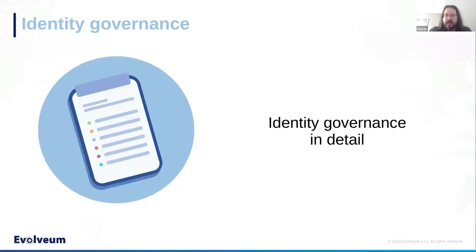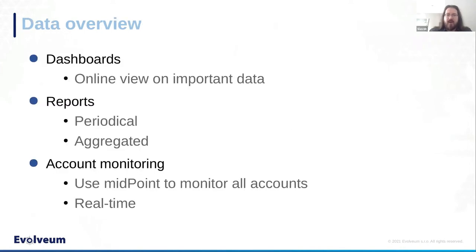So now, in the final part of my presentation, I would like to go into some details of some identity governance features. And I will start with the overview of your data, what you can do. If you have this single platform with all the data, all the processes and policies I just described, you can have some dashboards, which can be used for day-to-day operations and provide you an online view of important data. So you immediately can see what is happening there and if everything is okay, or if there is some manual step that needs to be done.